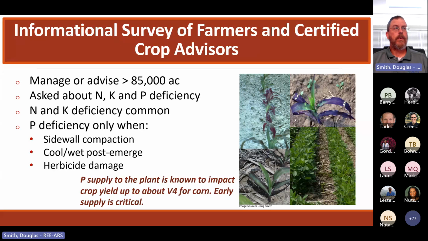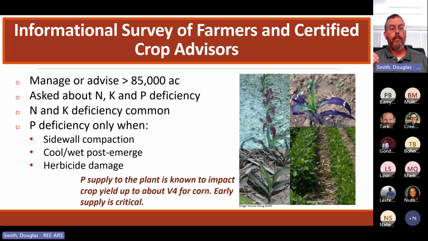Phosphorus deficiencies were only reported in certain circumstances. One is where you plant while it's wet, so the seed is put into a trench where there is sidewall compaction, and the root cannot penetrate through that sidewall to go explore the soil to bring phosphorus back to the upper part of the plant.